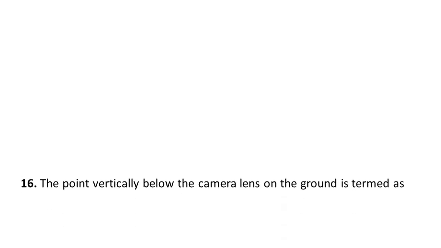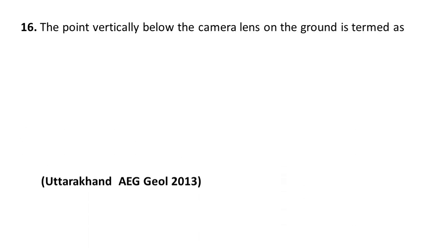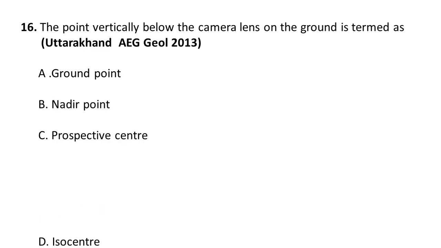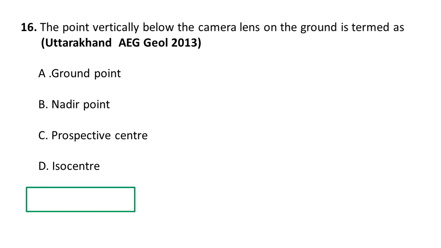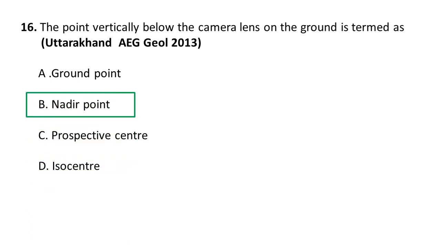Next question. The point vertically below the camera lens on the ground is termed as A. Ground point, B. Nadir point, C. Perspective center, D. Isocenter. The point vertically below the camera lens on the ground is termed as the Nadir point. The Nadir point is where a vertical line through the optical center of the camera lens intersects the ground, the point vertically beneath the camera center at the time of exposure. So B. Nadir point is the correct option.